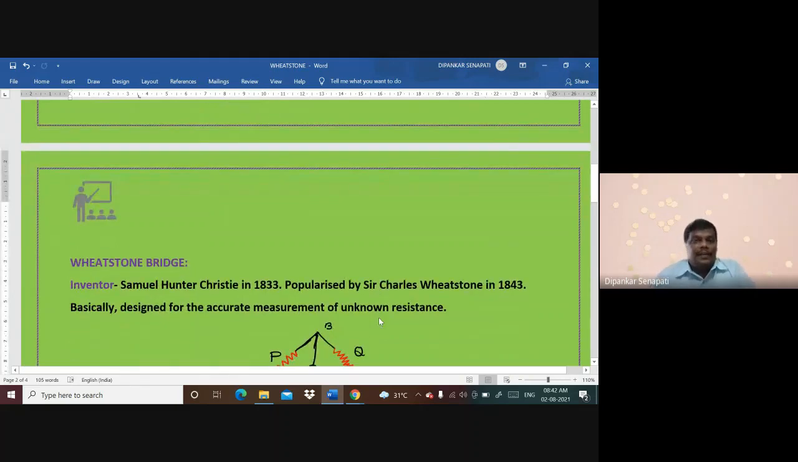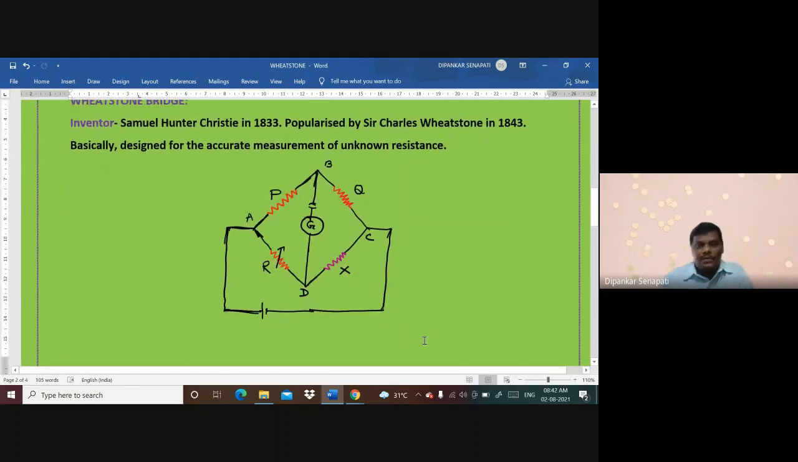It's very interesting that the bridge was not invented by Wheatstone. It was invented by Samuel Hunter Christie in 1833 and was popularized by Charles Wheatstone in 1843. Basically designed for accurate measurement of unknown resistance, later it has been modified for different purposes, for example measuring capacitance. That is the Anderson bridge, and there is Wien's bridge, and other similar bridges we use for measurement of impedance, capacitance, inductance, all these things.